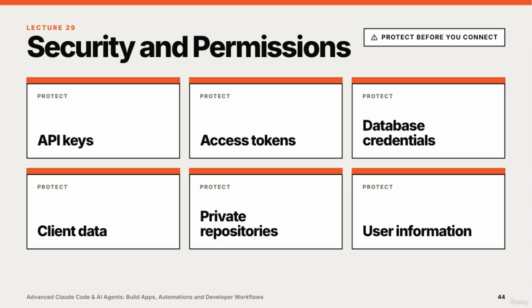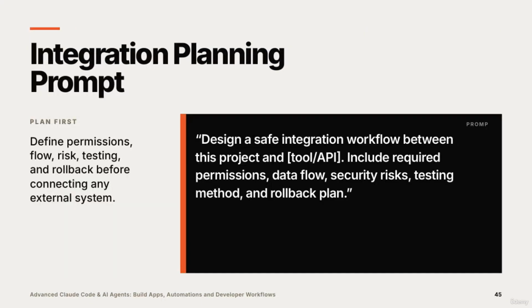Before connecting any external system, it's crucial to start with a clear plan. This means defining key elements like permissions to control access, the data flow to understand how information will move between systems, and identifying potential security risks to keep everything safe. You also need to decide on a thorough testing approach to ensure the integration works smoothly and have a rollback plan ready in case anything goes wrong.